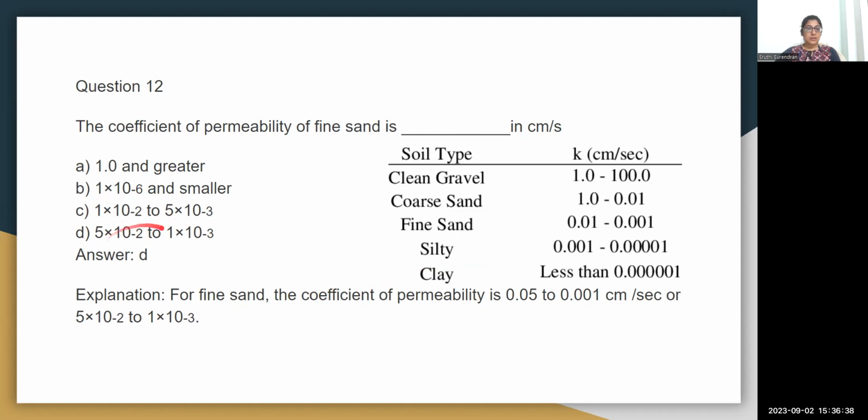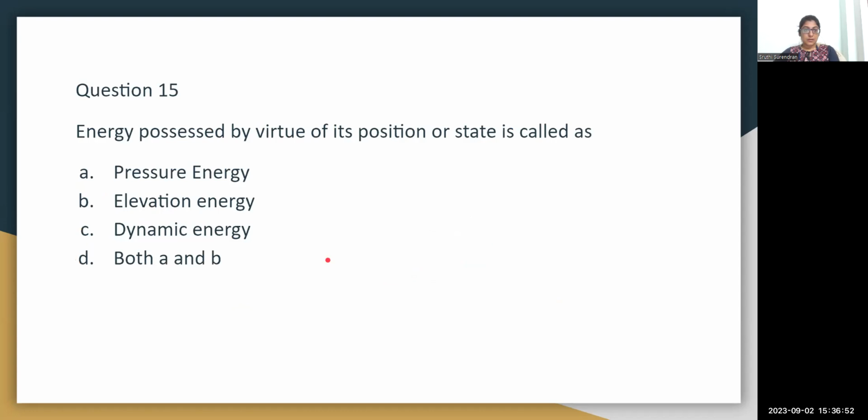This option is near to the coefficient of permeability of sand. So it's option D, which is the correct answer. Now, next question. What is the energy possessed by virtue of its position or state called? Is it called pressure energy, elevation energy, dynamic energy, or both A and B?